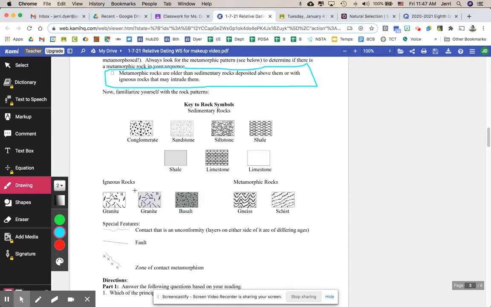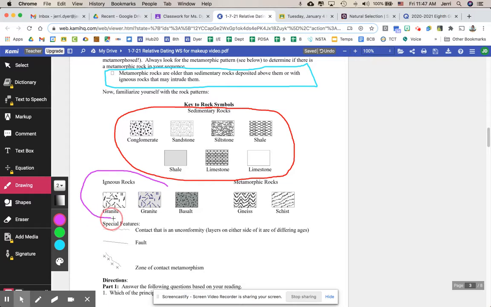Okay, now for the keys, these are 3 different groupings of rocks. You don't have to learn what they are specifically. You can just always go back to the key. But once you use the keys enough, you'll possibly learn what they are anyway. So here are the sedimentary rocks. Here are the igneous rocks. Here are the metamorphic rocks.